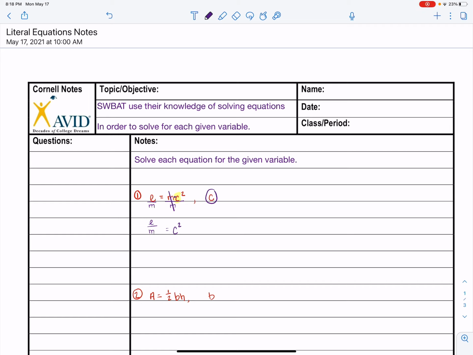Now the only other thing I need to get rid of so that c is by itself is this squared. You know that square rooting is the opposite of squared, and so it will cancel and leave us c all by itself, which was my goal. Isolate c. But if I square root one side, I have to square root everything that's on the other side. Again, there's nothing I can do to simplify. So the square root of e over m is equal to c. So I have successfully solved for c because c is by itself.